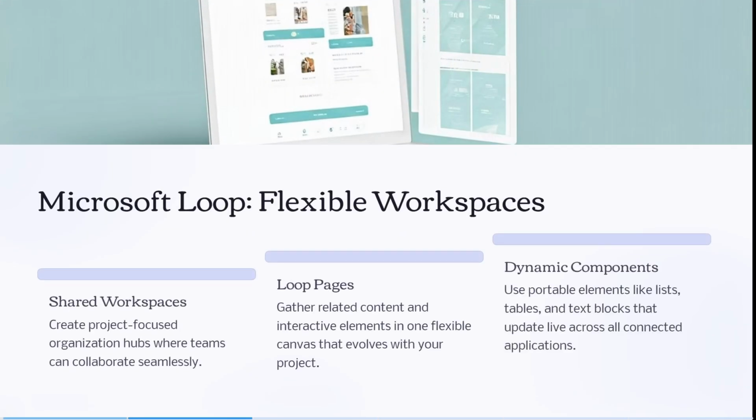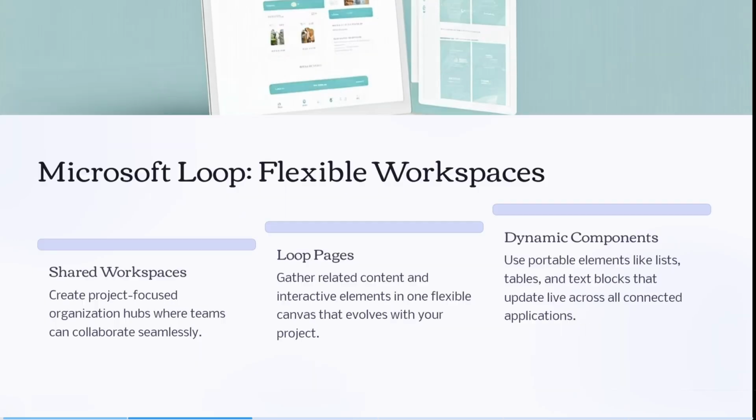The next thing we're going to have a look at over here is the flexible workspaces. So you can create project-focused organization hubs where teams can actually collaborate. You can gather related content and interactive elements in one flexible canvas that evolves with your project as you move along. You can also use portable elements like lists, tables, and text blocks that update live across, again, all of your connected applications and your devices.